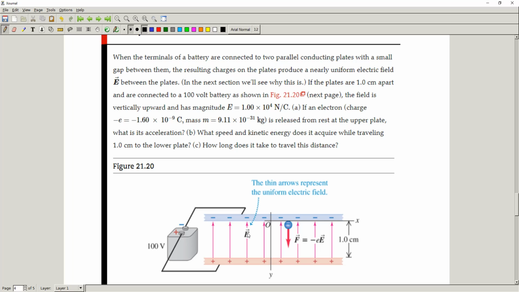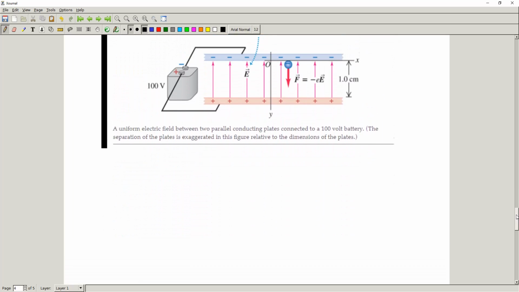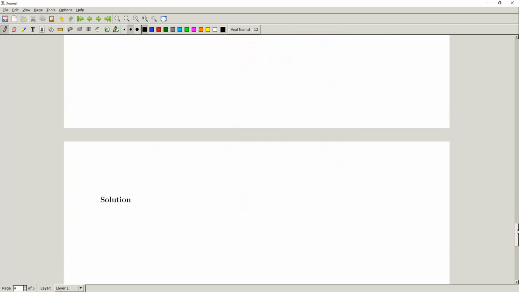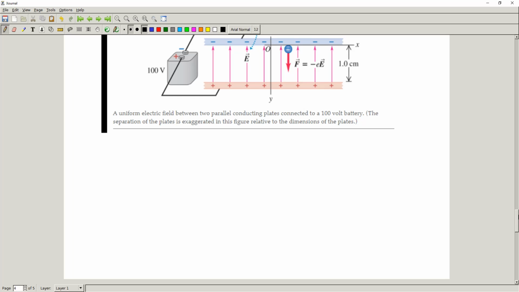And now in part A, we want to find, if an electron with a charge given here, negative 1.6 times 10 to the minus 9 coulombs, that has a mass of 9.11 times 10 to the minus 31 kilograms, is released from the upper plate, what is its acceleration? So that's the first question. Then we want to know what the speed and kinetic energy of this particle are as it travels the 1 centimeter down. So let's take a look at this here, and we'll do the calculation. I have a spot for the solution down here, but I guess I could start it up here.